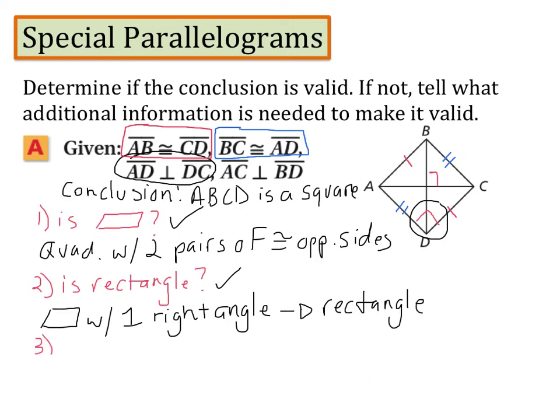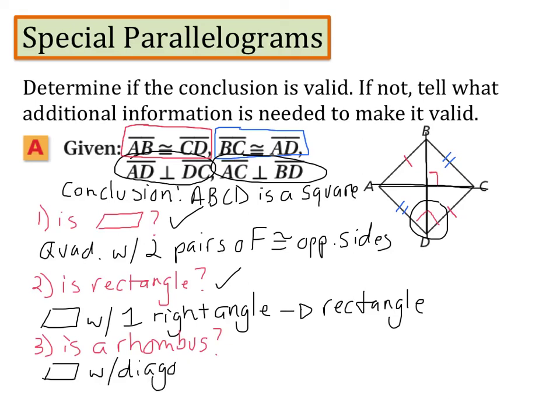Okay, next question. Is this a rhombus? Now the answer to this is yes as well. This is a rhombus because diagonal AC is perpendicular to diagonal BD. So if you have a parallelogram with diagonals that are perpendicular, then you have a rhombus.